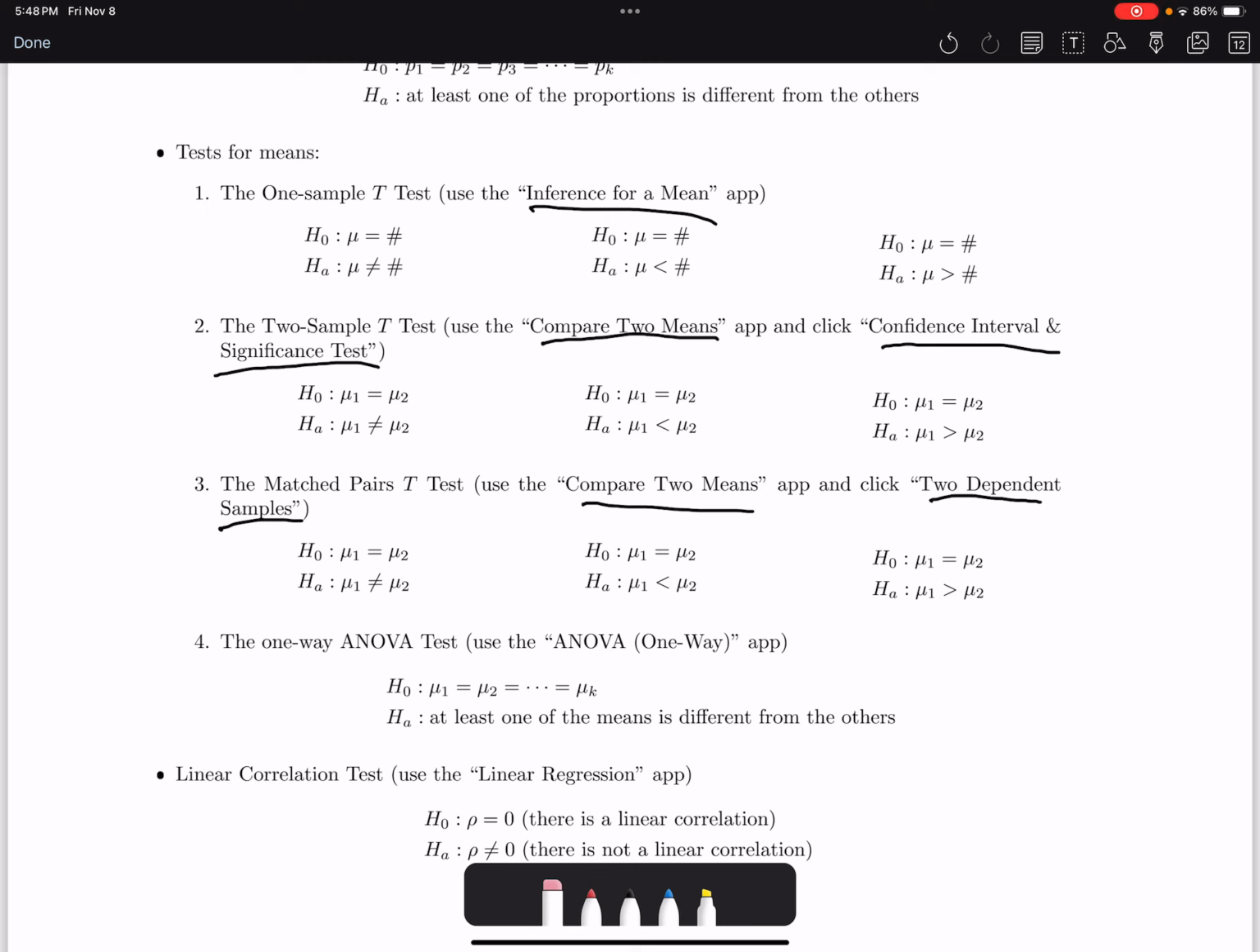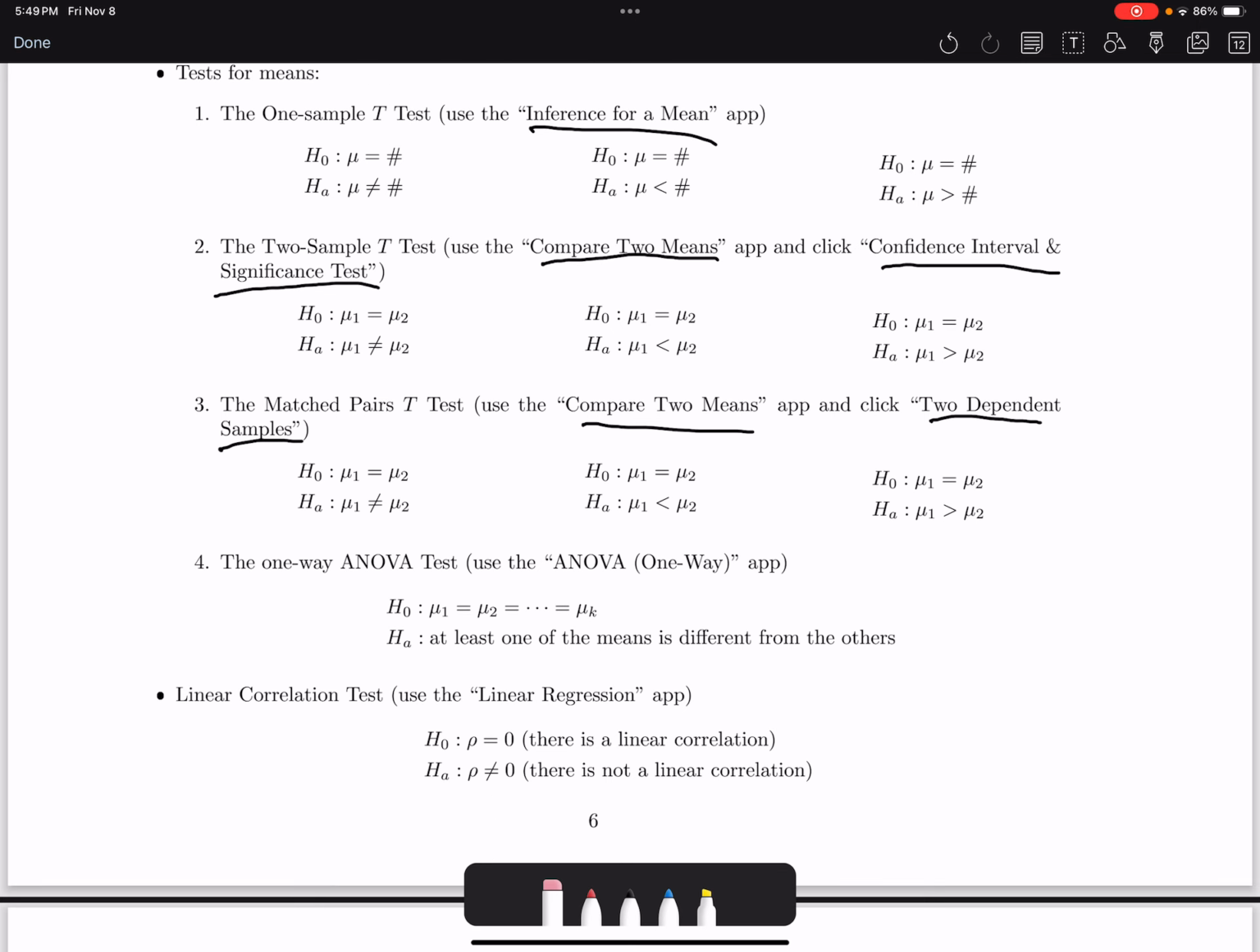Husband and wife, like if you're comparing the IQs of wives to the IQs of their husbands, then you would have matched pairs, right? Each wife is a matched pair with her husband. Siblings, right? Things like this. These would be matched pairs samples. And so we have those two tests for comparing two means. And then finally, if you're comparing more than two means, then you would use the one-way ANOVA. Okay? And this is kind of just an extension of the two-sample t-test, okay? Only you would have multiple means that you're trying to compare to each other.